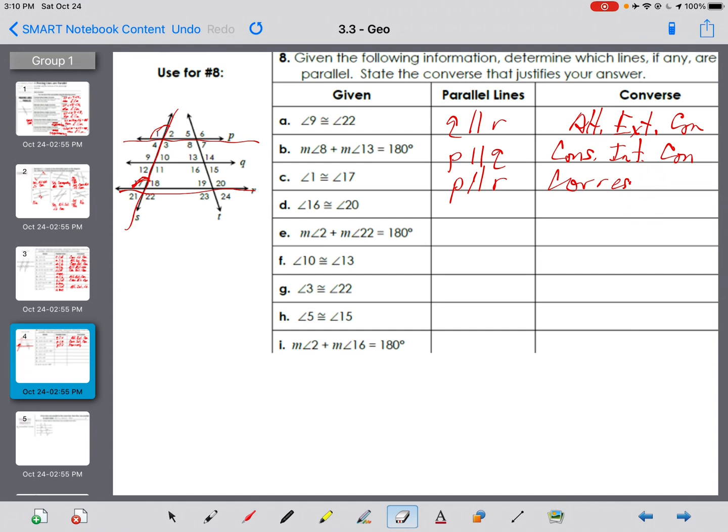I don't know why I put a T on it. Corresponding. Converse. Okay. Let's look at D. Need my eraser real quick. I need the bigger eraser. Okay, I got it.